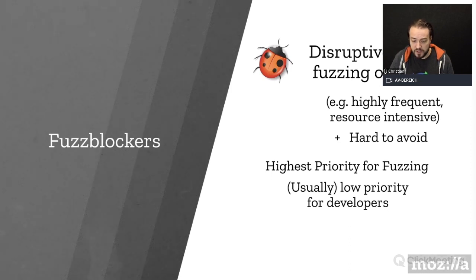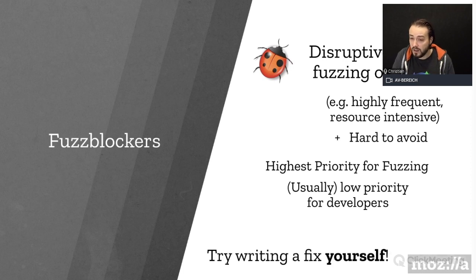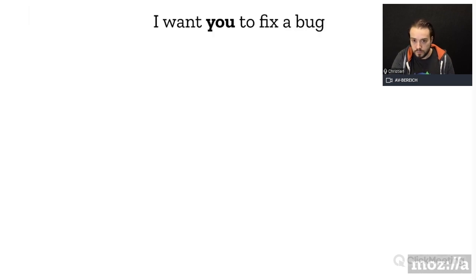And if the first thing you see as a developer from fuzzing is some useless fuzz blockers, that's going to shape the relationship right from the beginning. So here I actually recommend doing something that might seem controversial to some people. It's not a universal recipe, but it works in many cases, and that is try writing a fix yourself, at least temporarily. And there are a few advantages of actually doing that.